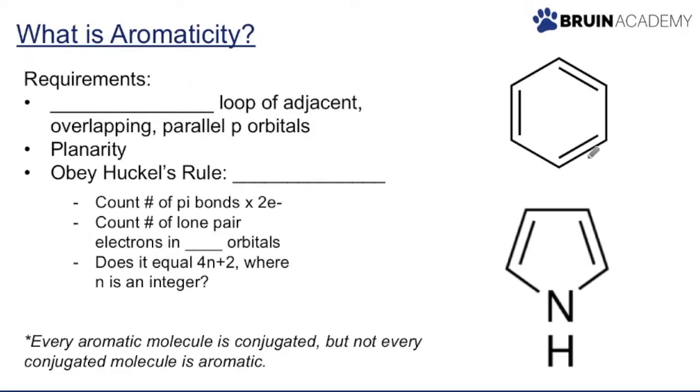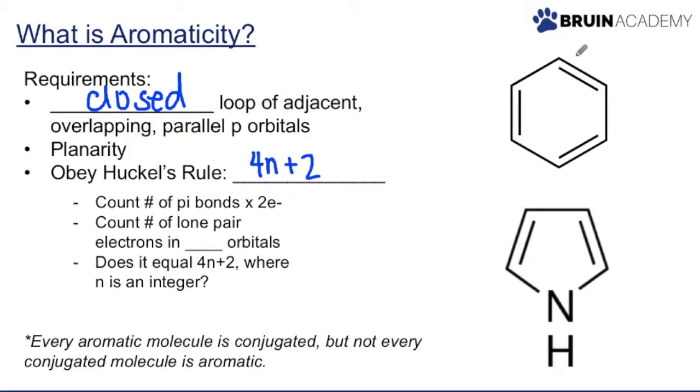In order to have aromaticity, which is basically a very special stability, you need a closed loop of adjacent, parallel, and overlapping p orbitals. So again, you have this requirement of the p orbitals. You do need to have planarity, so you want a flat molecule, and you also have to obey Huckel's rule. Huckel's rule is the equation 4n plus 2, representing the number of pi electrons that the molecule should have. It must satisfy this rule in order to be aromatic.